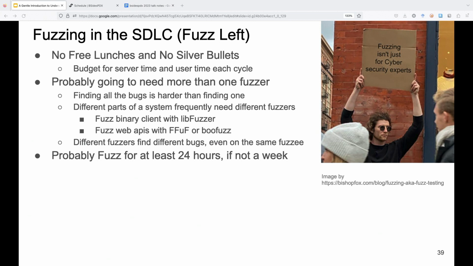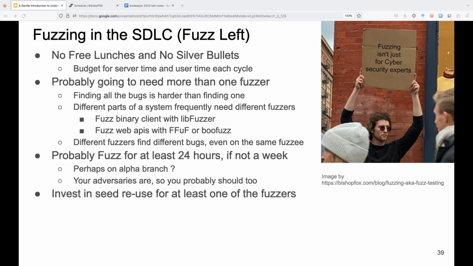Also, you're probably going to need to fuzz for a lot longer than you think you do. A lot of the blog posts talk about finding stuff after 5, 6 hours. In practice, you probably need more than 24 hours. You probably need closer to a week. Perhaps on the alpha branch. And your adversaries, all the VR people I know, just leave their fuzzers running for weeks at a time. So if that's what your adversaries are doing, even if ops does not like the bill, you should think about doing it too. They're also usually running more than one.